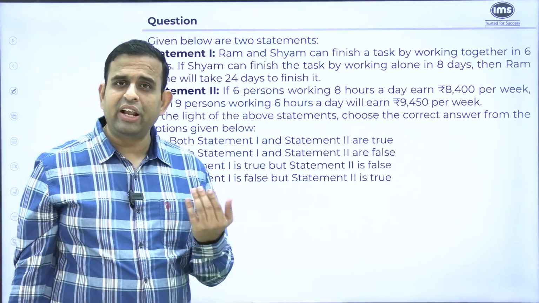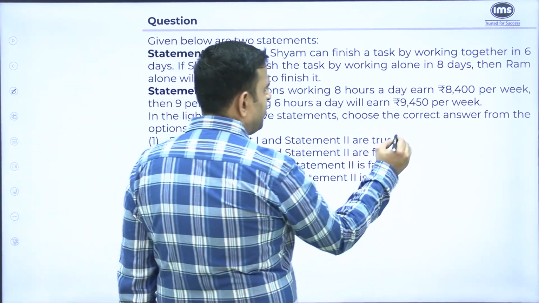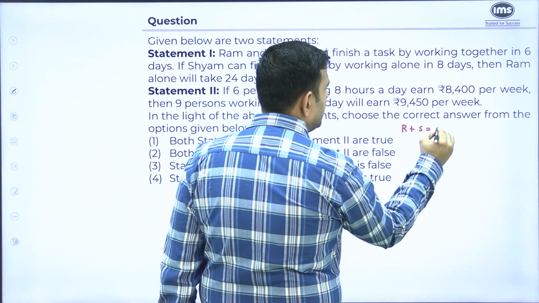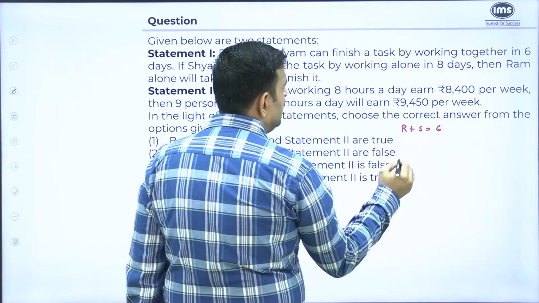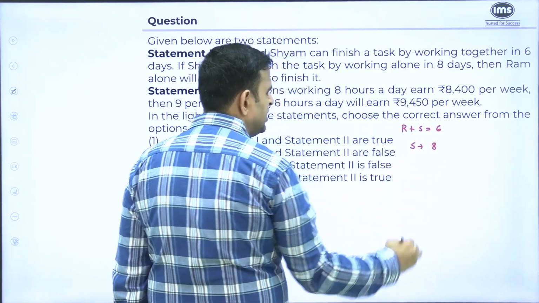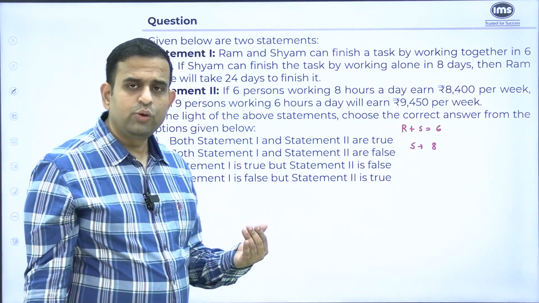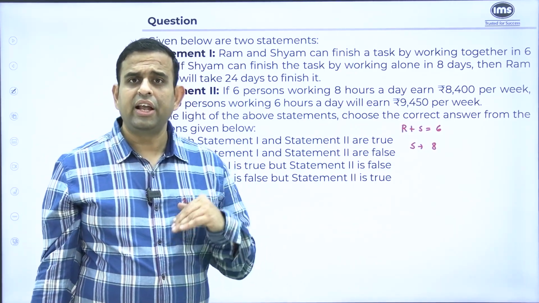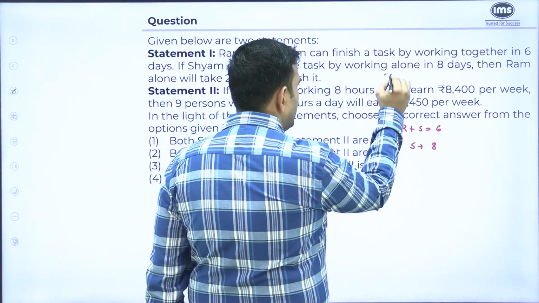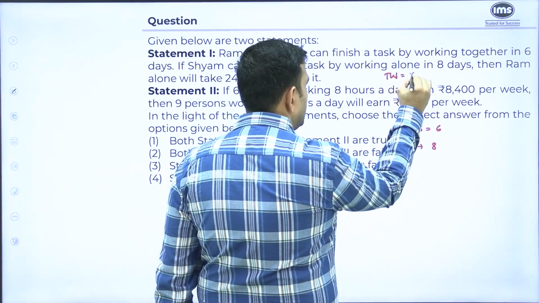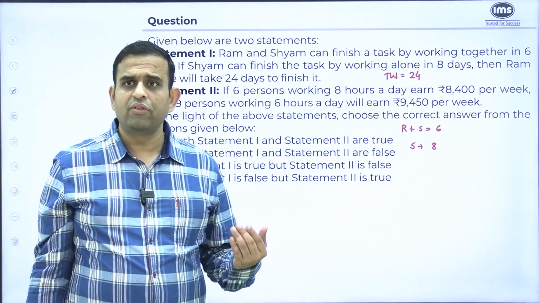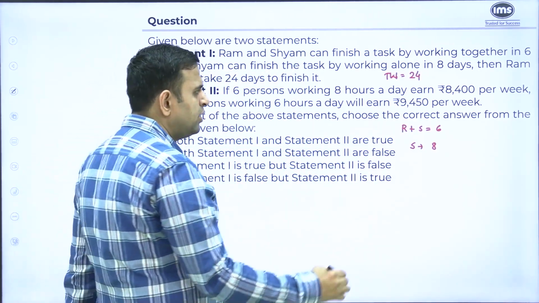We can take the help of the LCM method. So Ram plus Shyam will take 6 days. Shyam alone will take 8 days. In this particular case, what we can do is take the total work as the LCM of the numbers 6 and 8, giving you 24. Total work as 24. So what do you think is the rate of work of Ram and Shyam together per day?